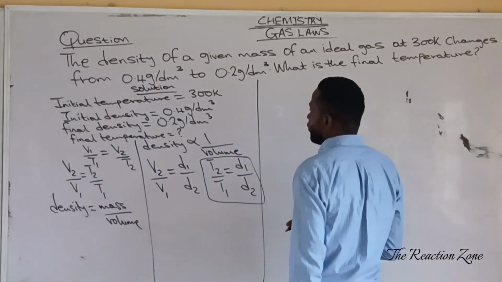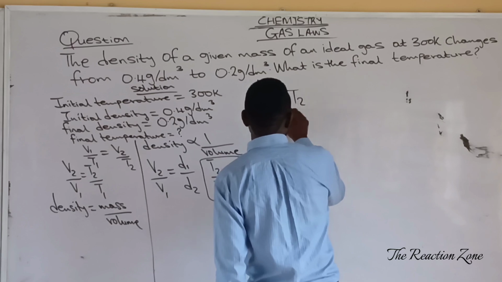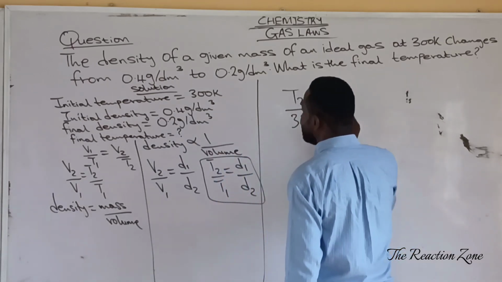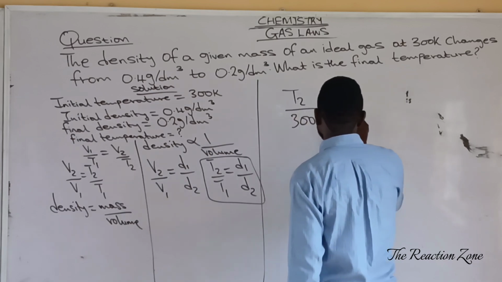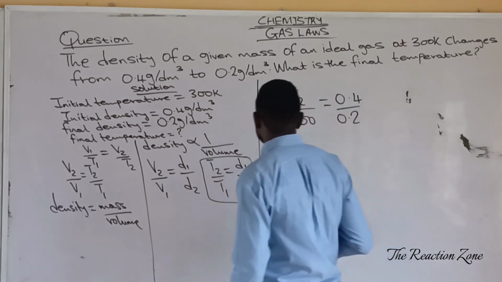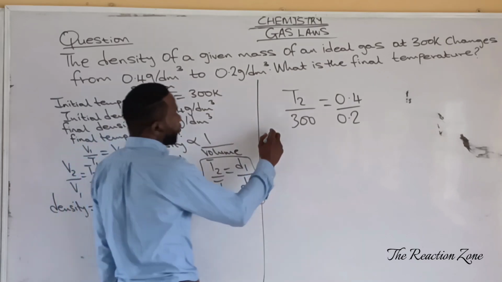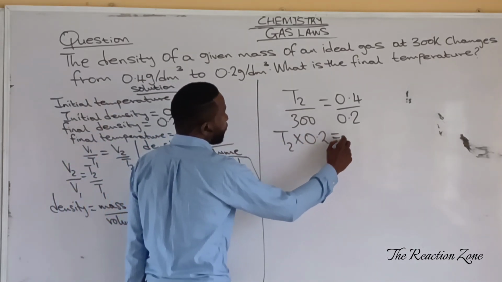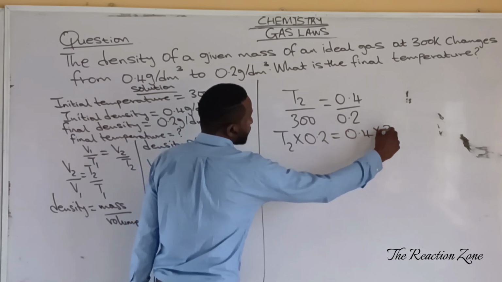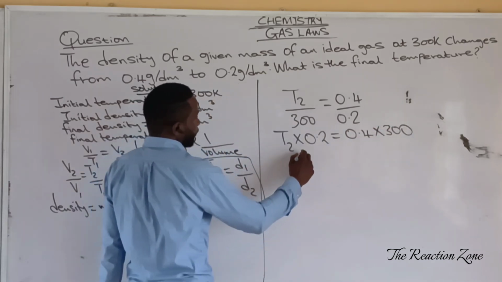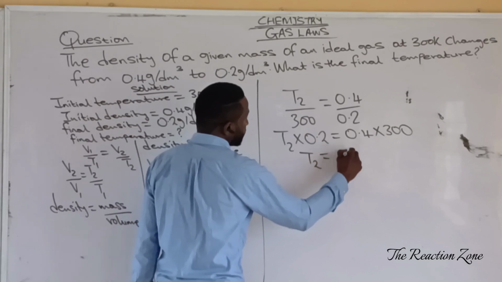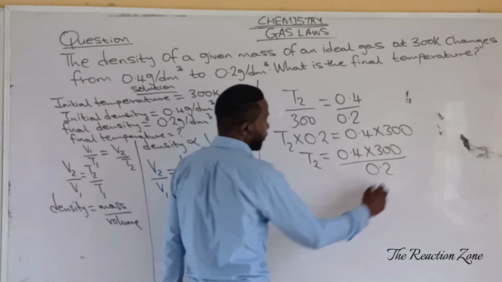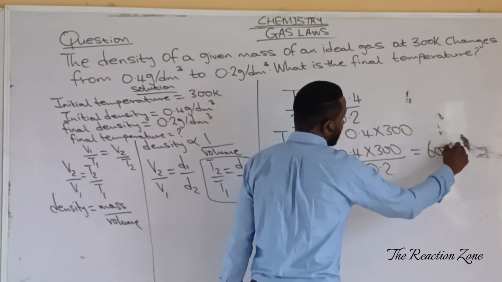So, T2 is what we're looking for. That's the final temperature. Initial temperature is 300. Initial density is 0.4. Final density is 0.2. So when you cross multiply, you have T2 times 0.2 will become equal to 0.4 times 300. And T2 will be 0.4 times 300 over 0.2. And this will give us 600 Kelvin.